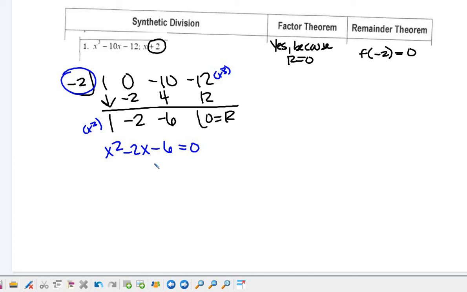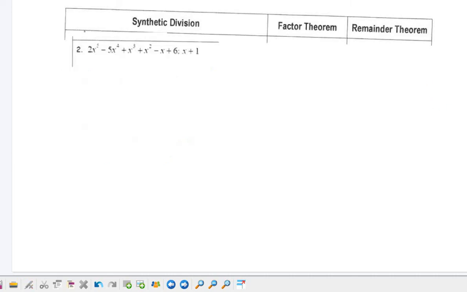Okay, so if it doesn't factor, then what do we have to do? Quadratic formula. Okay, so we would just plug and chug in the quadratic formula. We're either going to get an irrational number or an imaginary number, right? Okay, so let's look at the next one.